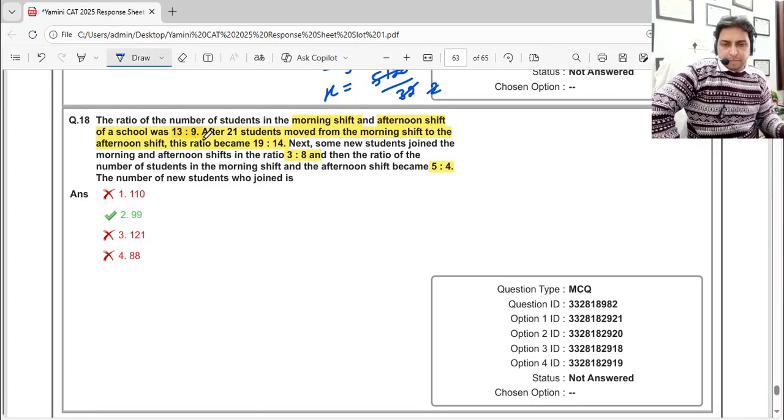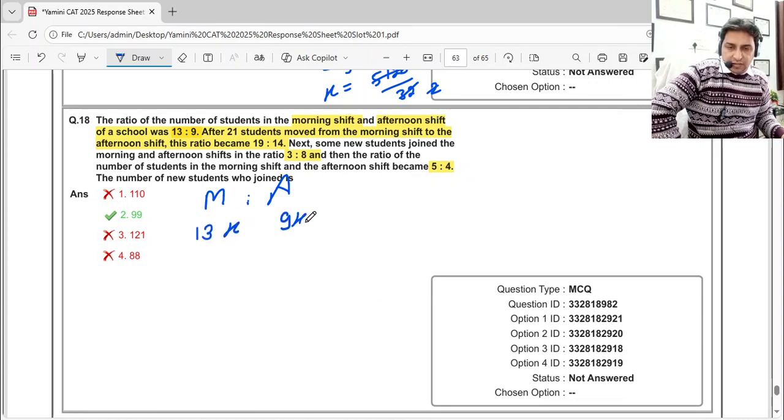So let's say in the beginning the morning shift and the afternoon shift, this is 13x, this is 9x. And then after 21 moved from morning to afternoon, the ratio becomes 19 is to 14. So this ratio should be equal to 19 is to 14. So let's find this out. First of all, let's find out x. 13x minus 21 divided by 9x plus 21 is equal to 19 by 14.